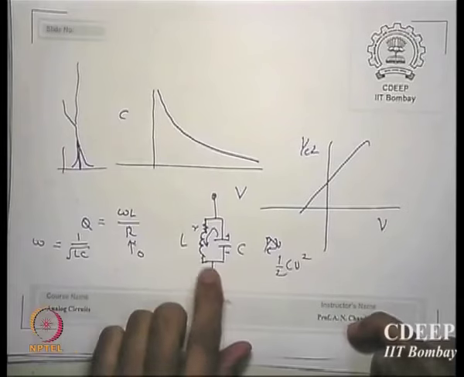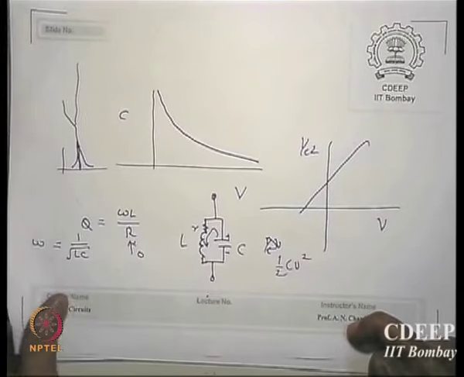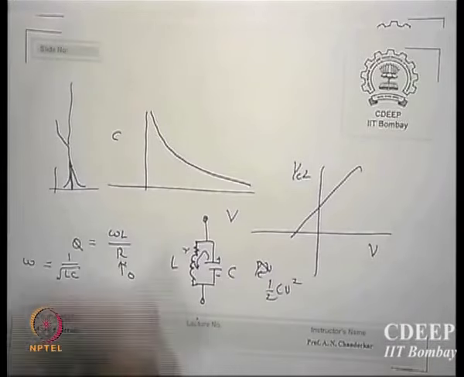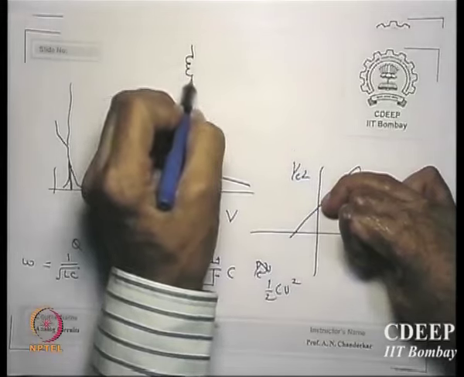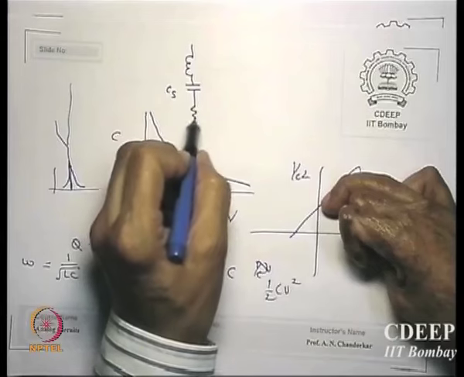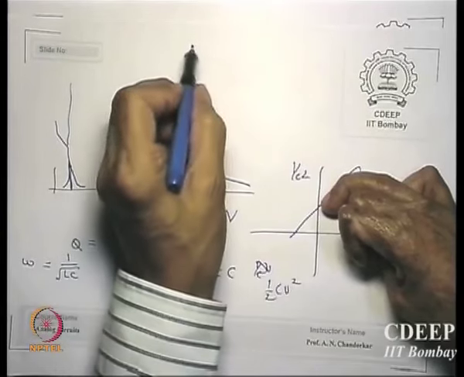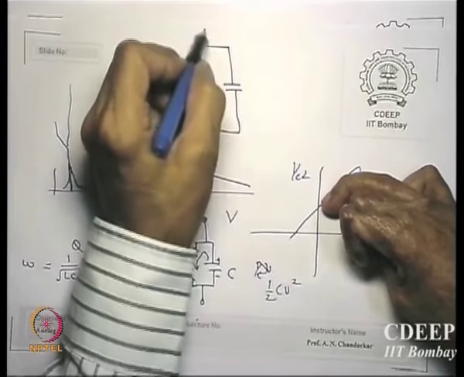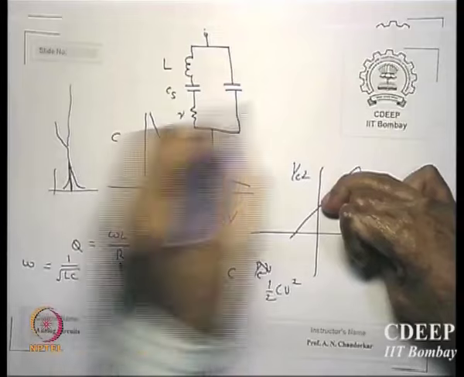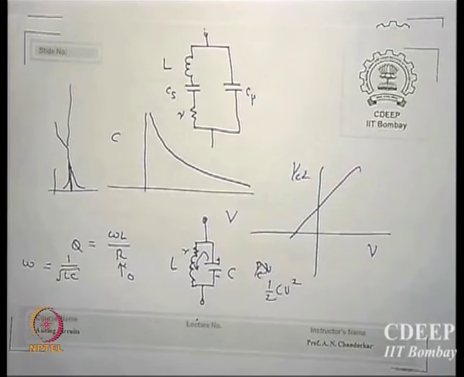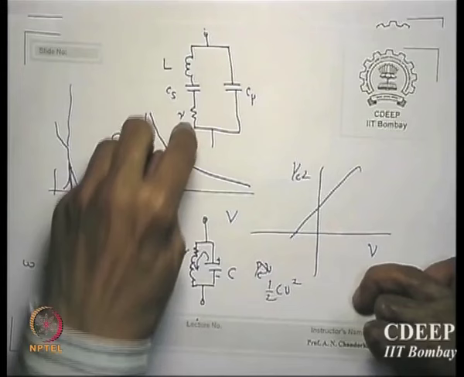crystal oscillator is like a tank circuit. Okay, the only difference between this circuit and the equivalence is something different. It has an inductance L, it has a series capacitance CS, it has a small series resistance R, and it has a parallel capacitance CP. This is equivalent circuit of a crystal. Okay, I'll come back to it, but just to show you. So this is the resistance.